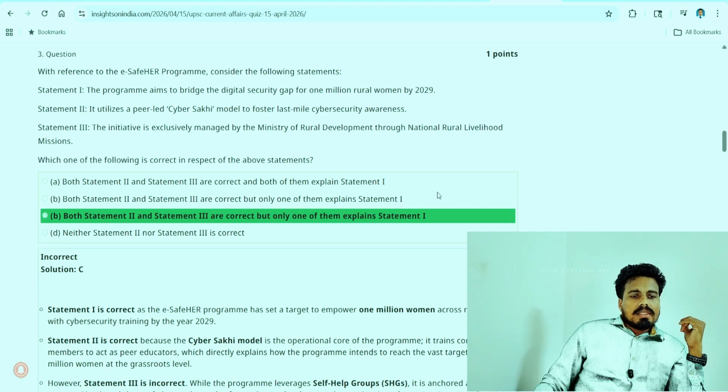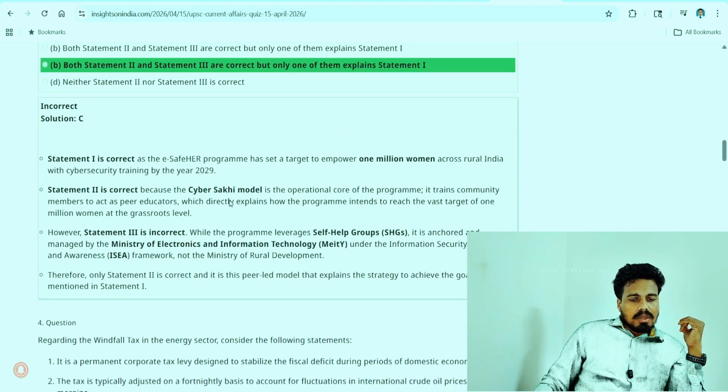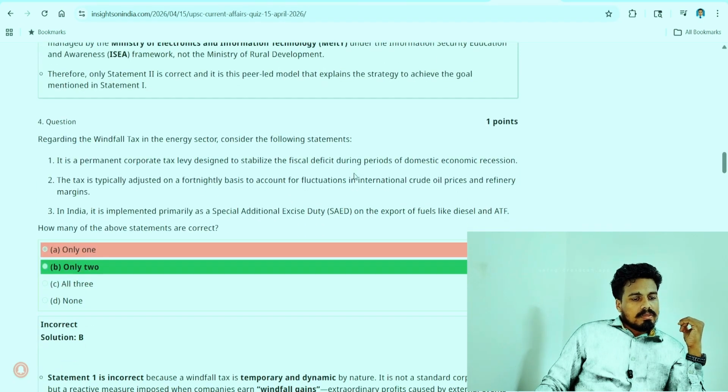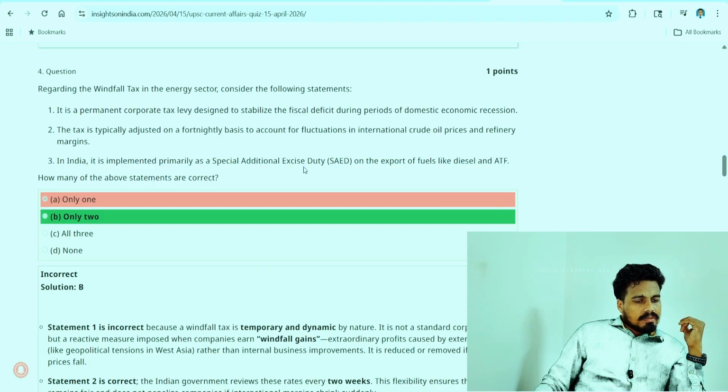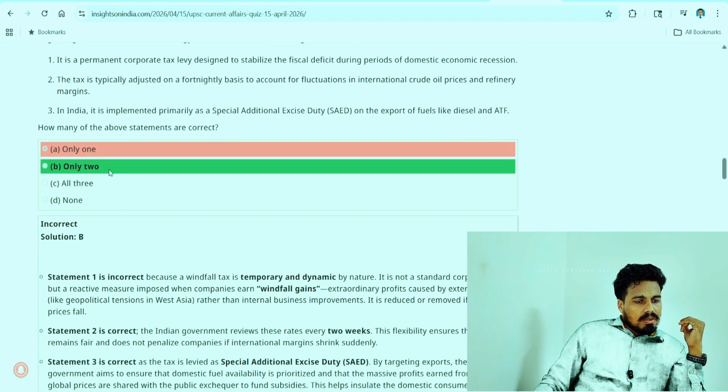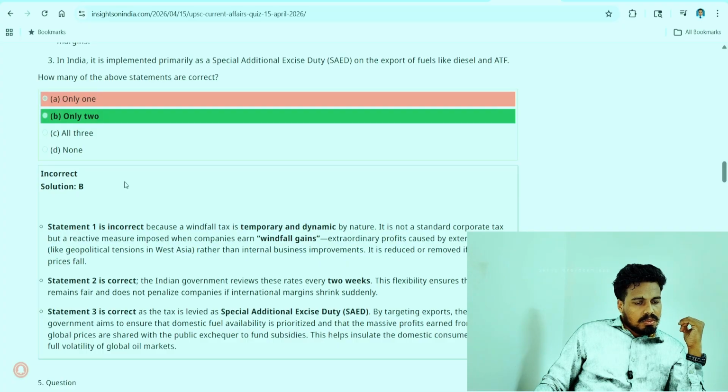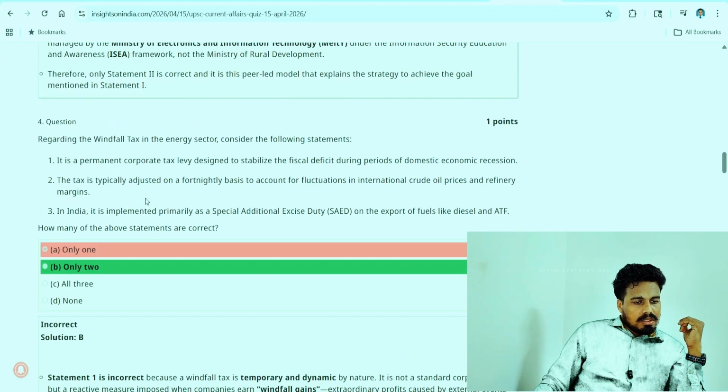And the third question, we skipped it. Just look at the details and move on. And the fourth one is windfall tax. We marked only 1 as correct, but 2 statements are correct. Which are the 2 statements?